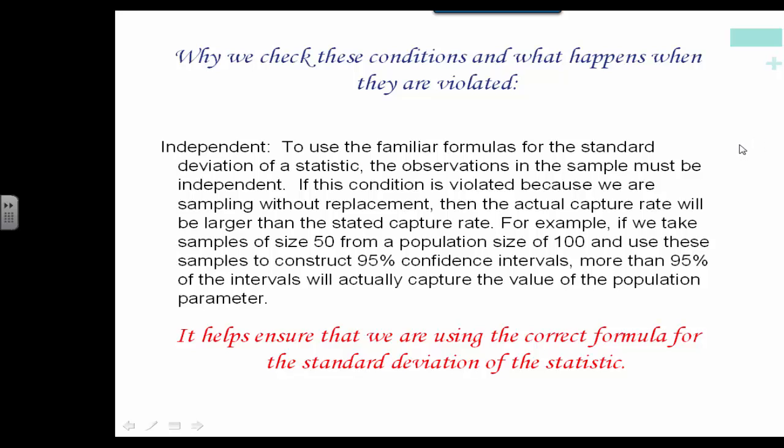To use the familiar formulas for the standard deviation of a statistic, the observations in the sample must be independent. If this condition is violated because we are sampling without replacement, then the actual capture rate will be larger than the stated capture rate. For example, if we take samples of size 50 from a population size of 100 and use these samples to construct 95% confidence intervals, more than 95% of the intervals will actually capture the value of the population parameter. It helps ensure we are using the correct formula for the standard deviation of the statistic.